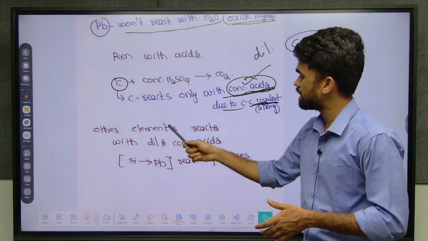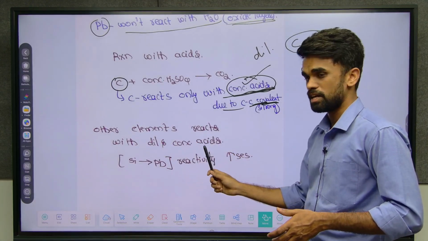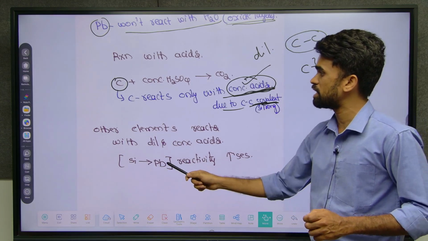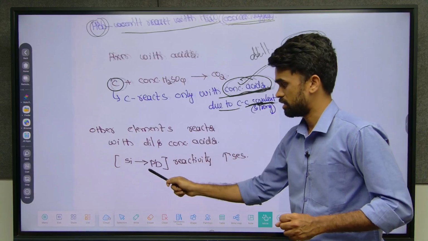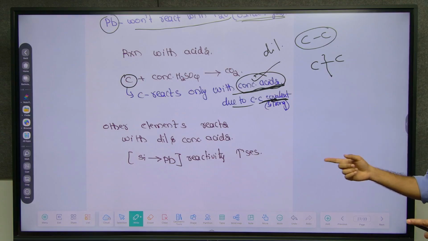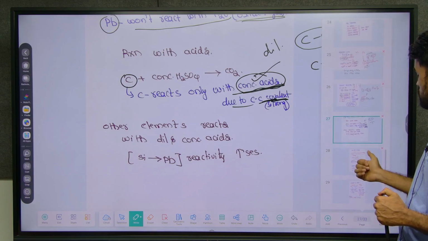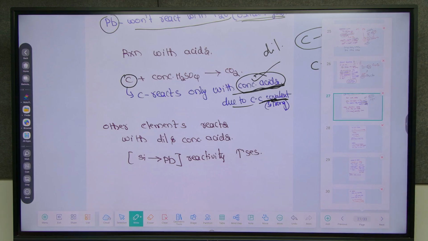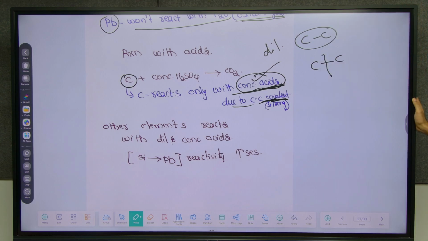Other elements can react with both dilute and concentrated acids. From Si to Pb, reactivity increases. Which will react most easily with the acid? Lead. Okay, write these statements. Done?